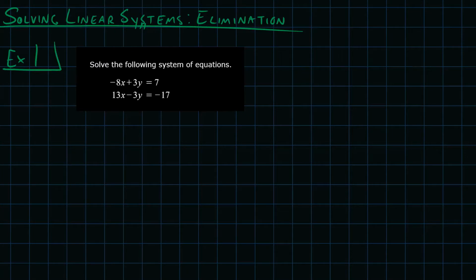To solve a linear system of equations using the elimination method requires trying to get rid of one of the variables by adding the equations together. Now, to try to get rid of a variable, what you really want to look for are, in your two equations, the same variable in both equations that have the same coefficient with the opposite sign. And by coefficient, I mean the number that's multiplying your variable.